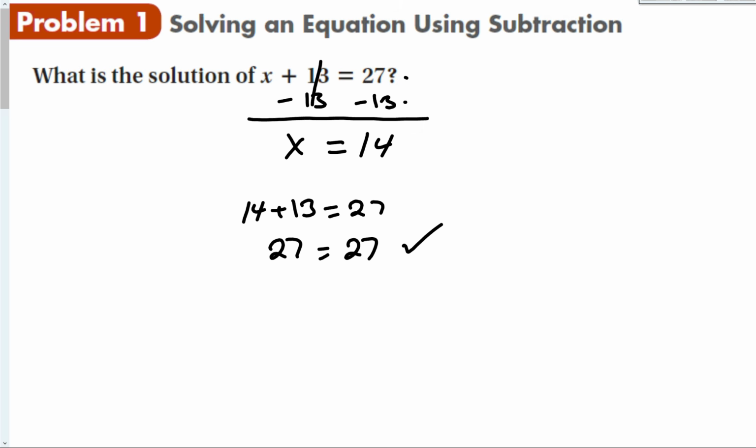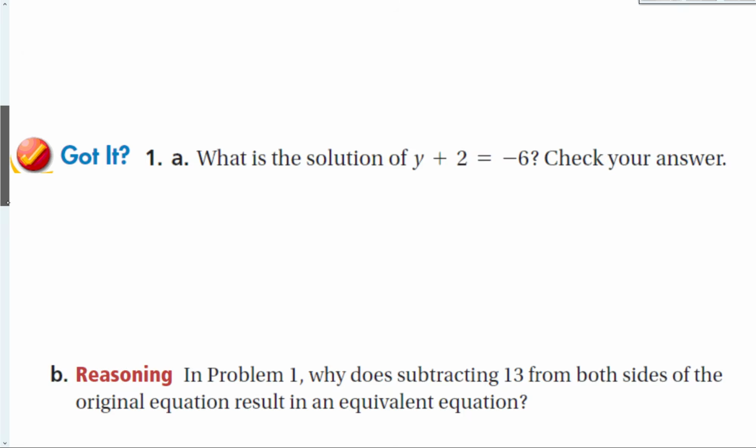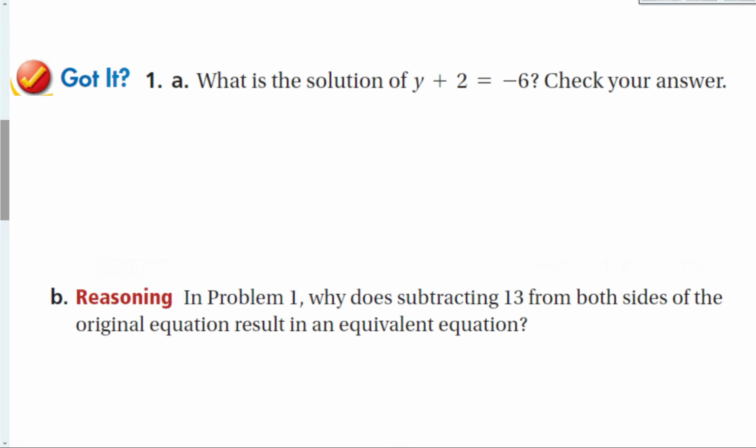Okay? Let's take a look at some more problems. What is the solution of y plus 2 is equal to negative 6? Okay, so my variable is the y. I want to get it by itself. I have a plus 2, so I want to subtract 2 from both sides. My resulting equation, which is simpler, is going to be y is equal to negative 8. Okay?